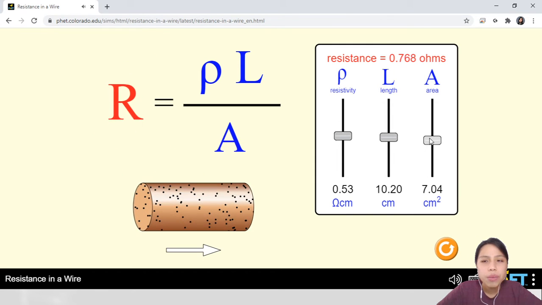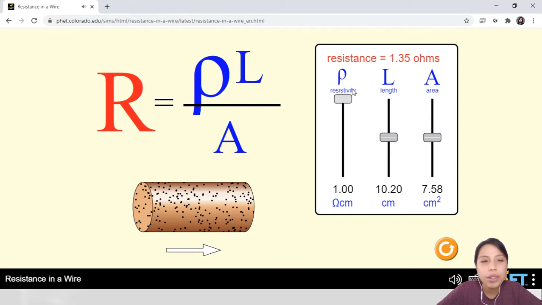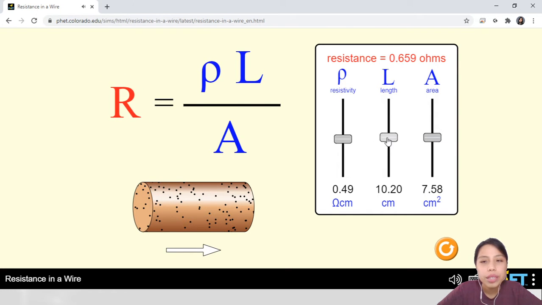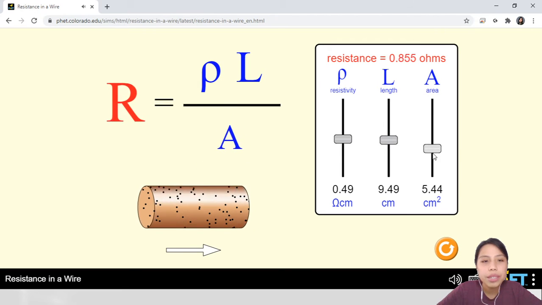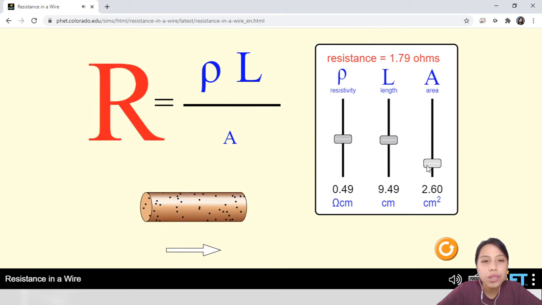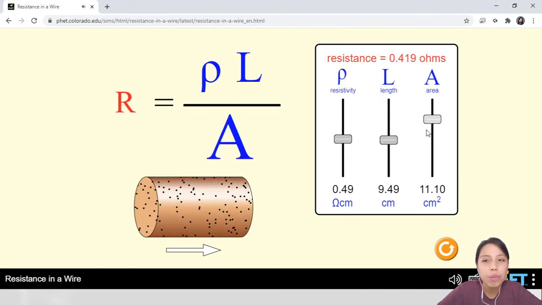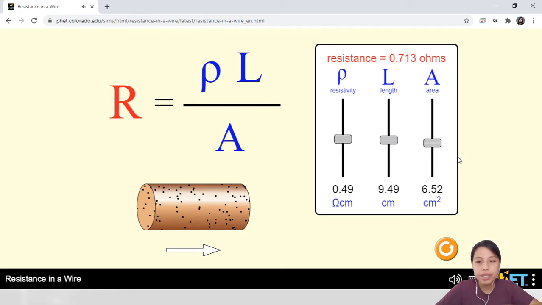I have a question for you to think about. You see, resistivity, you decrease a little bit, or increase, your R becomes a bit bigger. Length, your R becomes a bit bigger. Area, your R becomes very, very big. But then when you go bigger, it's very, very small. So the range of resistance changes from area is much bigger than from rho and L. Interesting. Something to do with cm squared.